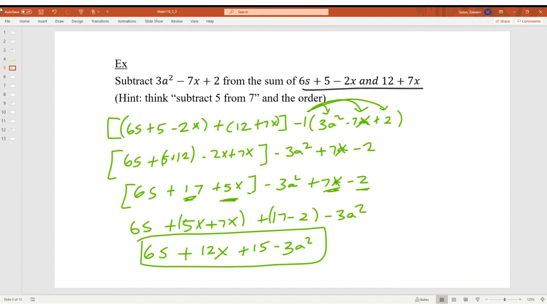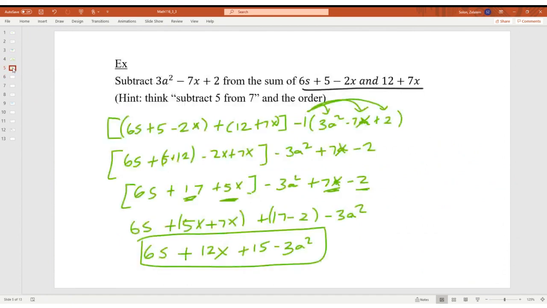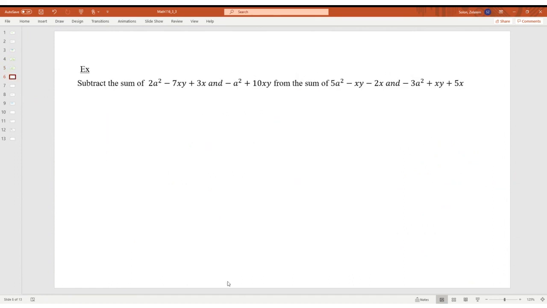Okay, now we have another example. I would like you to try that example. I'll give you 5 minutes, then we'll take another 2 minutes to discuss it. So this is similar to this example. Everyone try the next example. Once you finish, type your answer on the chat. Okay. So it's a similar question.